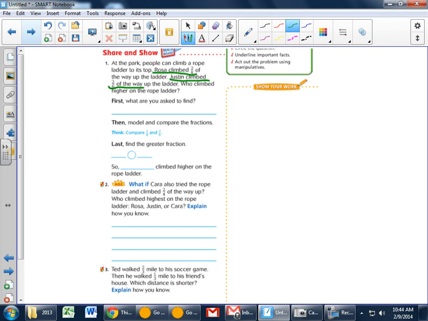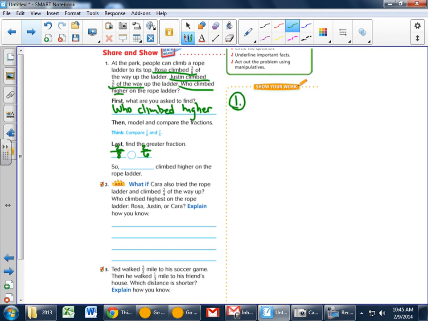First, what are you asked to find? Your question is asking you who climbed higher. Now you'll notice, and I actually had to look back because my screen is a little bit blurry, that our denominators are not the same today. So we're going to have to really think about this one. Then you're going to model and compare your fractions. So you're going to compare 2/8 and 2/6. Okay, so you're going to compare those by doing a figure.